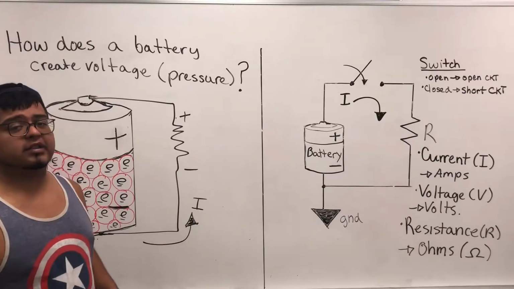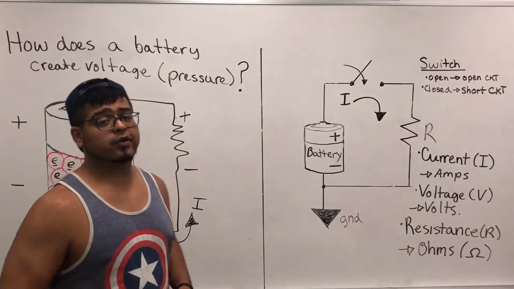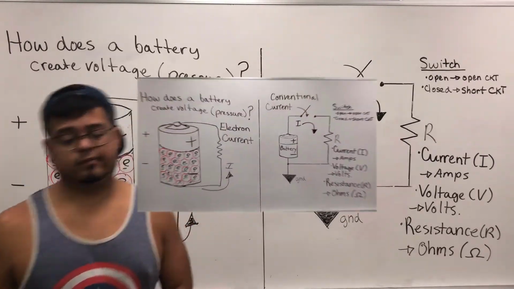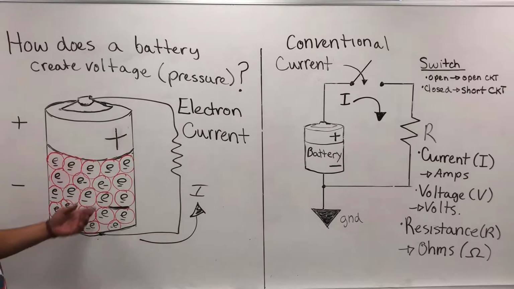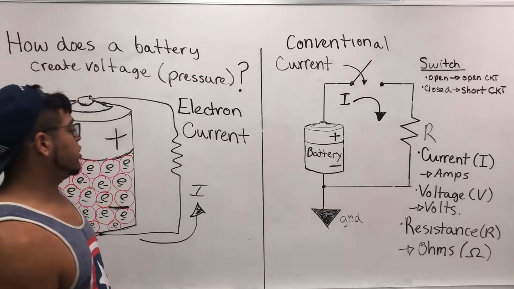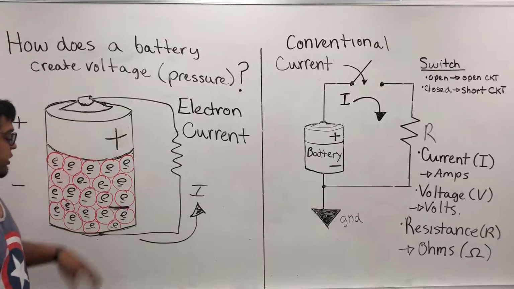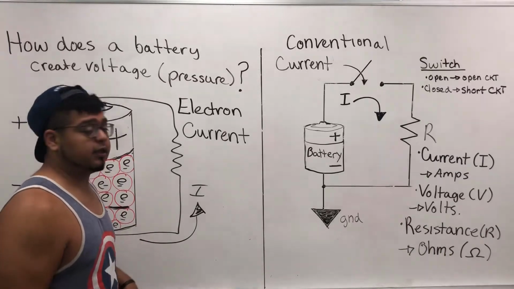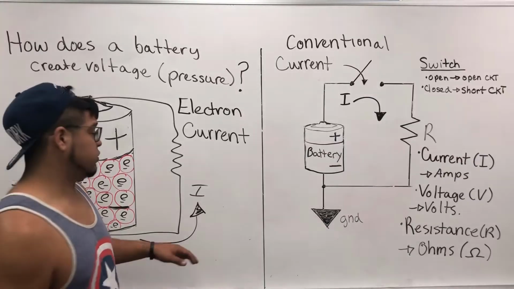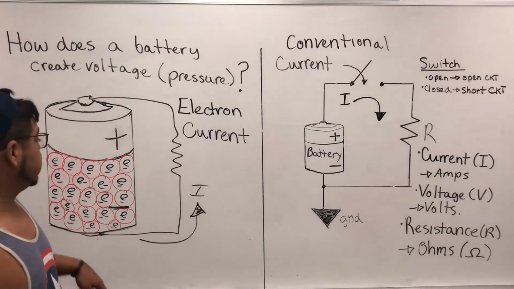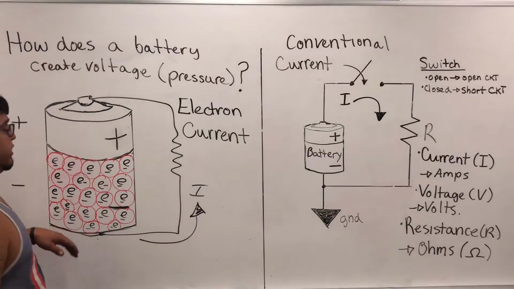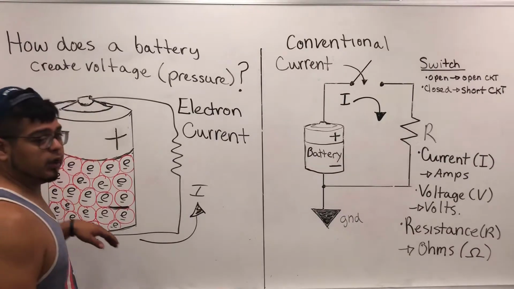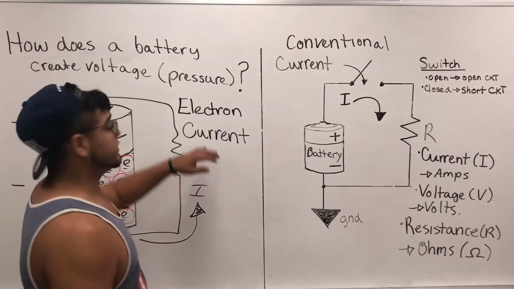And to be quite honest, this is true for both. Let me explain. So this type of current is called electron current, and that is because it shows the actual direction that electrons will flow in an electrical circuit. Electrons will always flow from the negative side of the source to the positive side of the source.